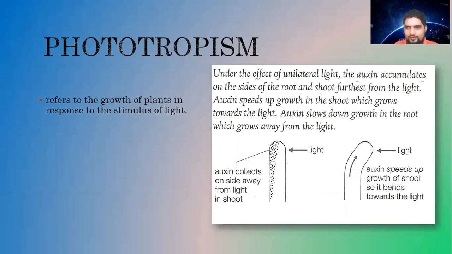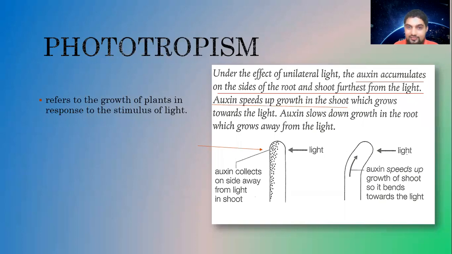So just look at the diagram that we have here. The auxins would accumulate on the sides of the root and shoot farther away from light. You look at the diagram, you see that there's an arrow showing where the light is. So if the light is coming from the right-hand side, the auxins are going to move away from the light and they will accumulate on the opposite side of the light.